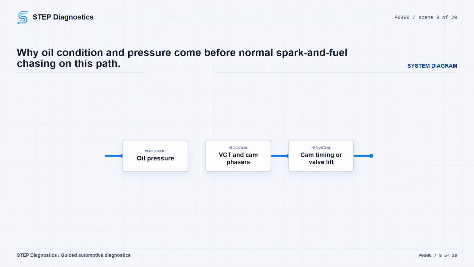Turn the ignition off and check the oiling side before chasing the usual spark and fuel items. Look for low oil level, aerated oil, an oil filter that does not meet the correct specification, dirty or deteriorated oil, contaminated oil, or incorrect viscosity. The VCT system depends on oil pressure, so oiling problems can make cam timing or valve lift behave erratically and cause a misfire in any operating condition.